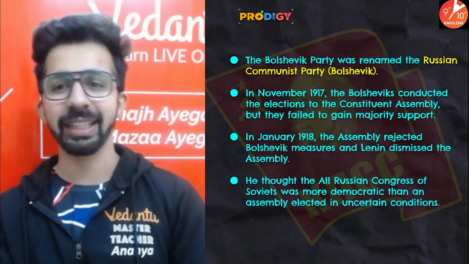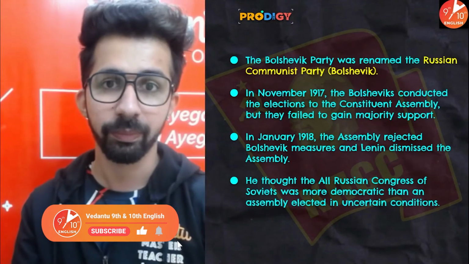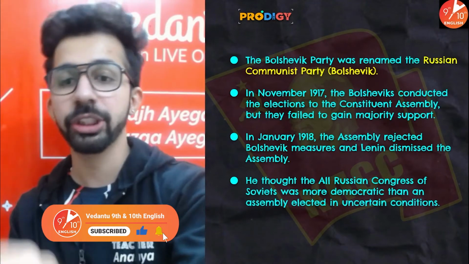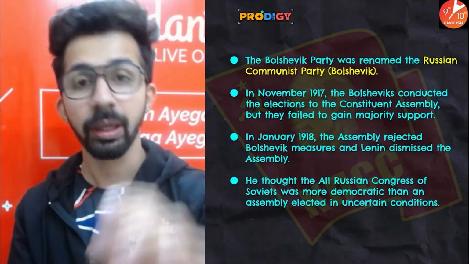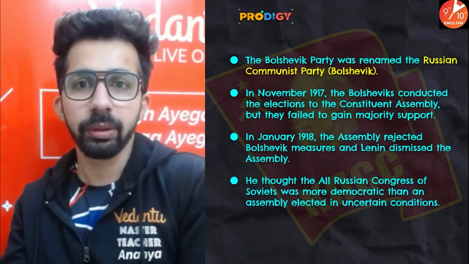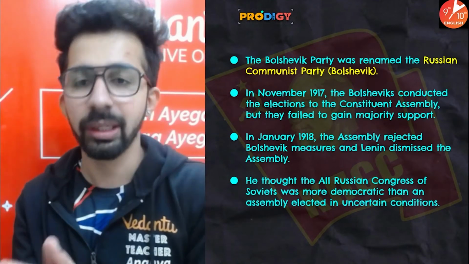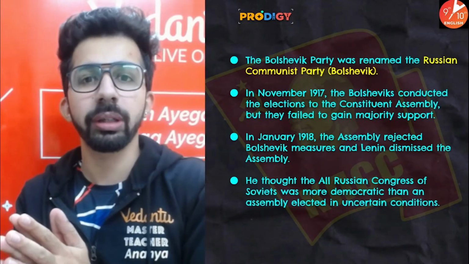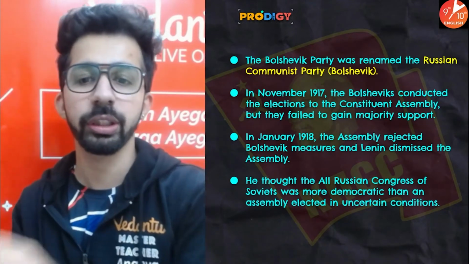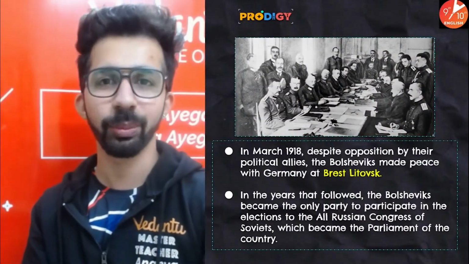In January 1918, as the assembly rejected the Bolsheviks' measures, Lenin dismissed the assembly. They gave their opinion that the All Russian Congress of Soviets is more democratic than the Constituent Assembly, because the Constituent Assembly was elected in uncertain conditions, and we should not listen to it; rather, the All Russian Congress of Soviets is more democratic in nature. So this is how he gave his opinion.